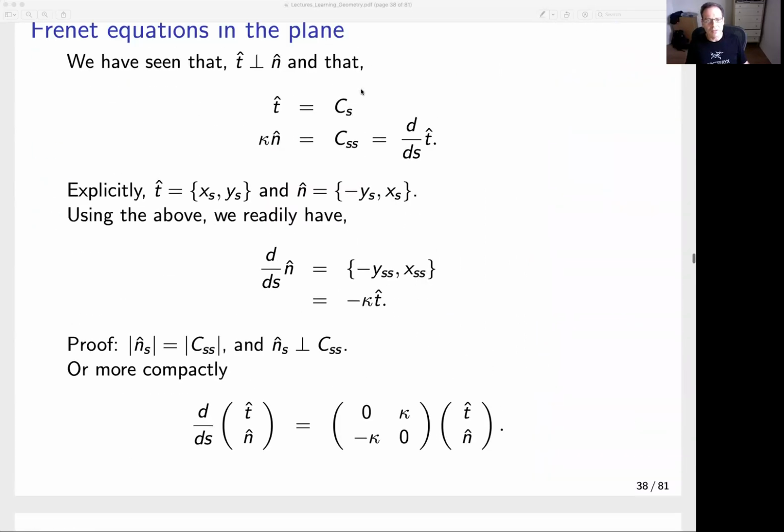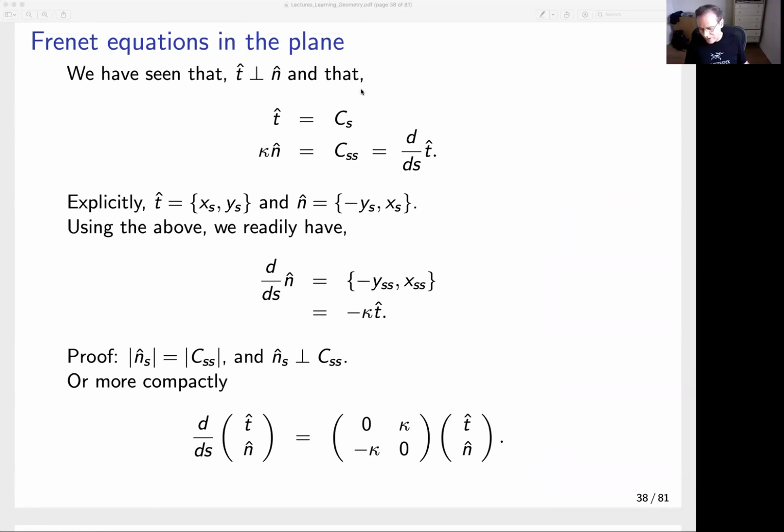So what we have goes as follows. We have that the tangent is defined as the velocity. We have that kappa n equals C_ss, and we know that they are orthogonal to one another. And by definition, this is the derivative of the tangent. So if we write the tangent in its coordinates, and the normal in its coordinates, this would be the tangent, and this would be the normal.